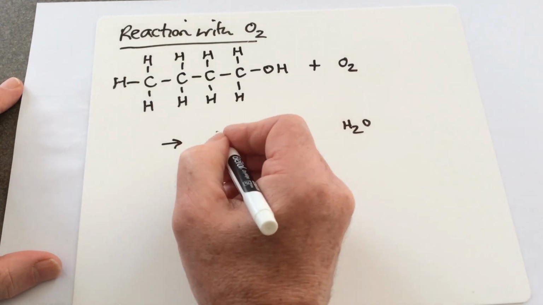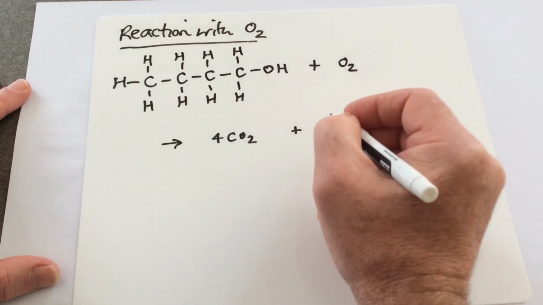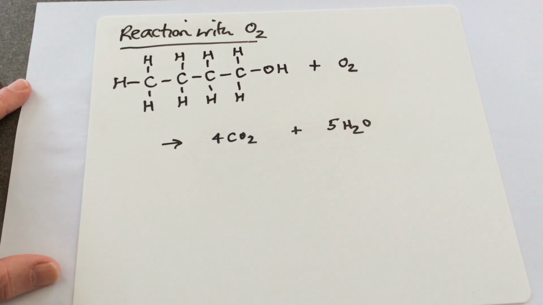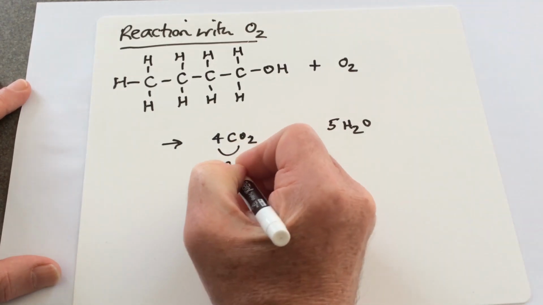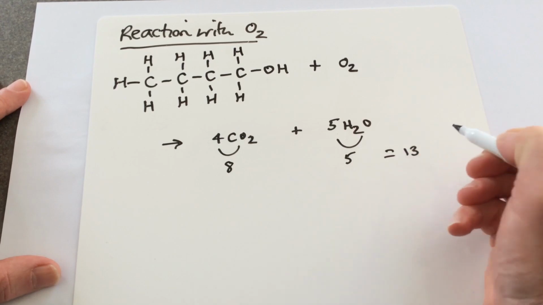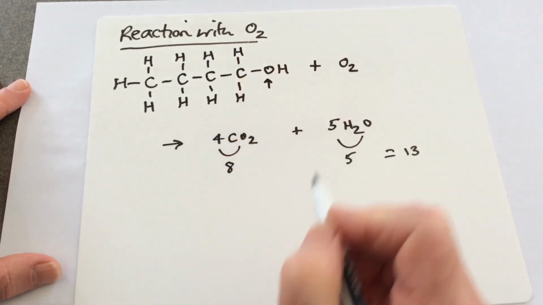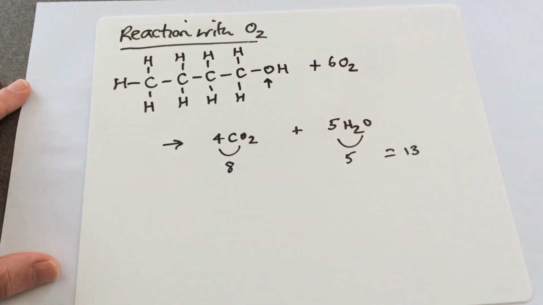We can see that there are 4 carbons in butanol, so we're clearly going to make 4 carbon dioxide molecules. There are 10 hydrogens, so we're going to make 5 water molecules, and altogether that gives us 13 oxygen atoms in the product, so we need 13 oxygen atoms in the reactants. Don't forget this one. That means there needs to be 6 oxygen molecules.